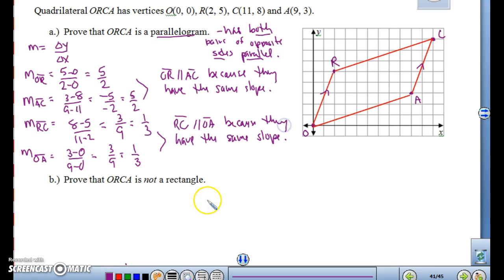Now, we need to prove that this is a parallelogram. We said to prove the parallelogram, both pairs of opposite sides are parallel. So, is ORCA a parallelogram? We have to conclude that it is. ORCA is a parallelogram because both pairs of opposite sides are parallel.